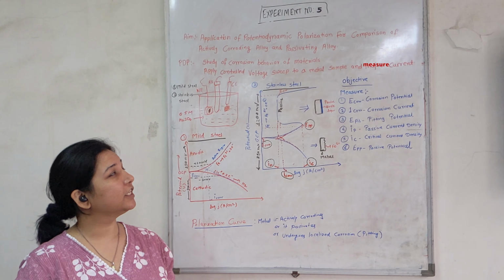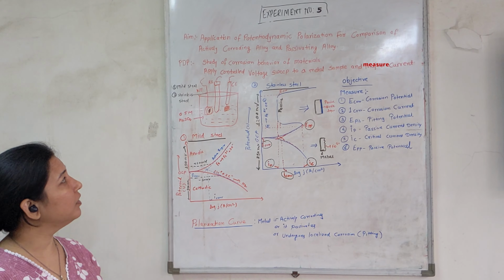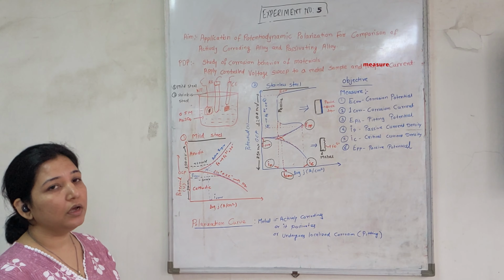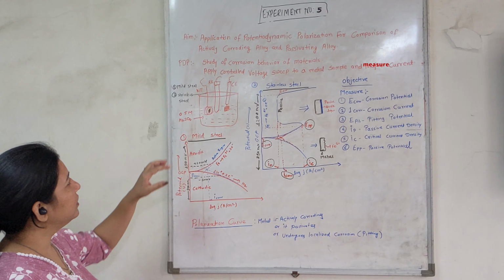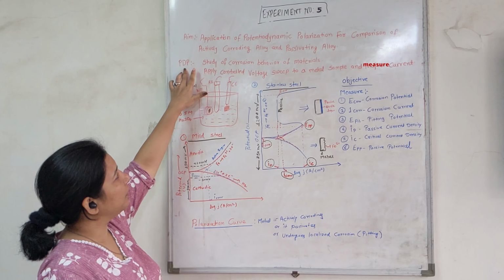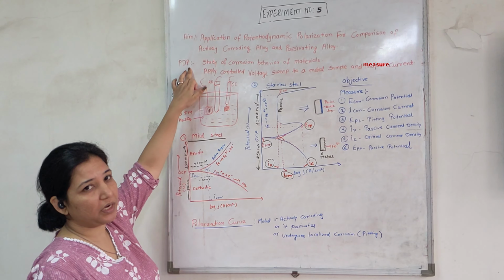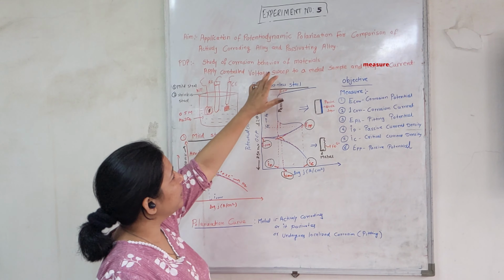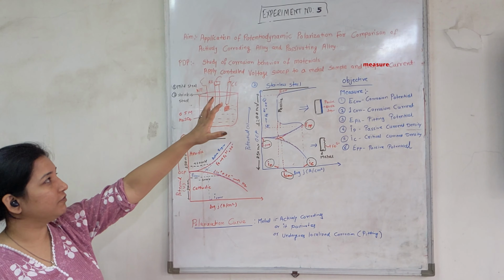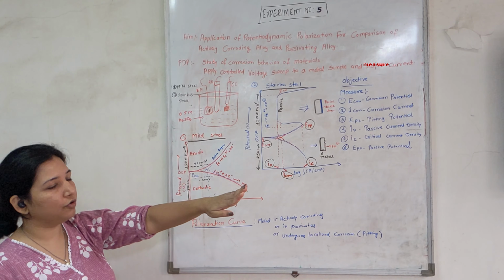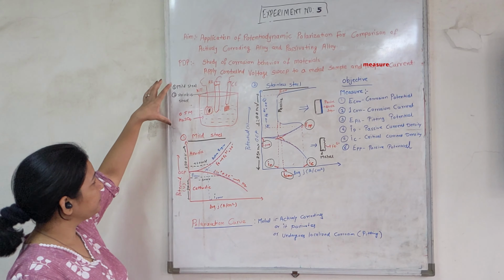Today we are going to talk about experiment number 5, which is the application of potentiodynamic polarization for comparison of actively corroding alloy and passivating alloy. It is also called PDP, that is potentiodynamic polarization. This is an electrochemical technique used to study the corrosion behavior of different materials, in which you apply a controlled voltage to a metal sample and you measure the current.